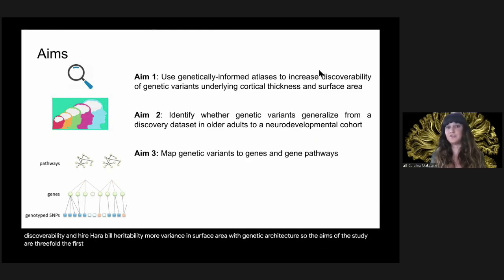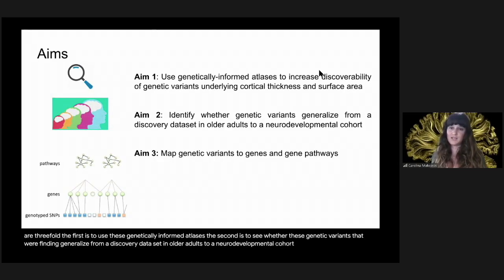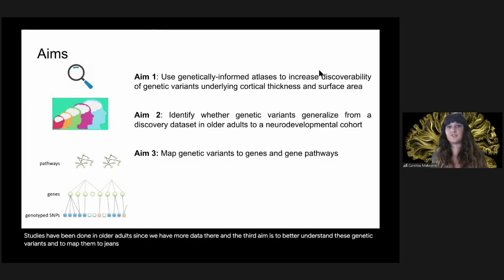The first is to use these genetically informed atlases. The second is to see whether these genetic variants that we're finding generalize from a discovery data set in older adults to a neurodevelopmental cohort, because a lot of these studies have been done in older adults since we have more data there. And the third aim is to better understand these genetic variants and to map them to genes and to biological pathways for interpretability.